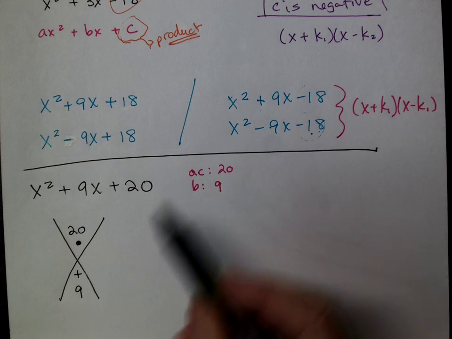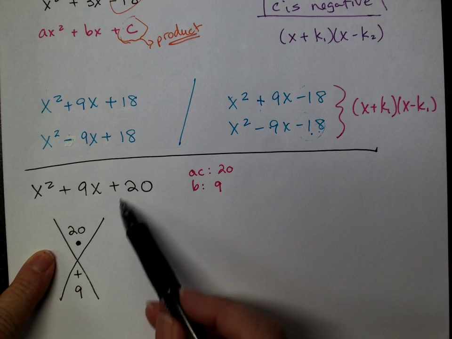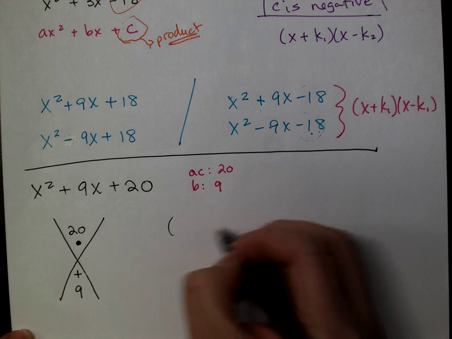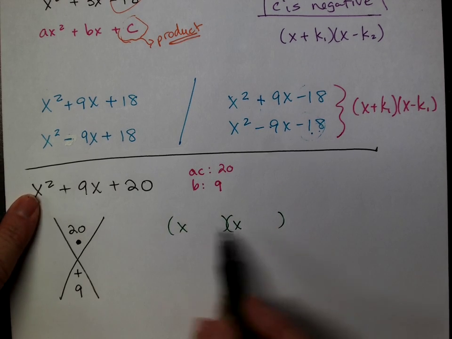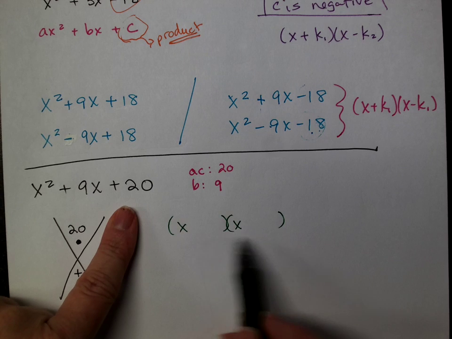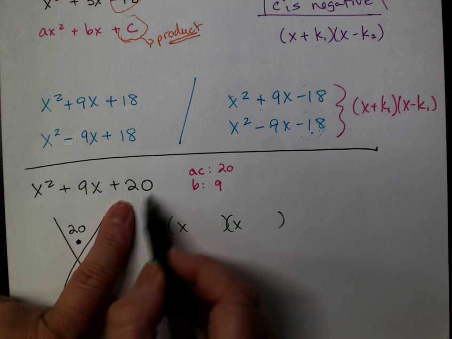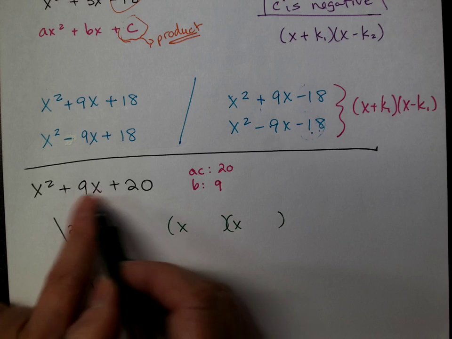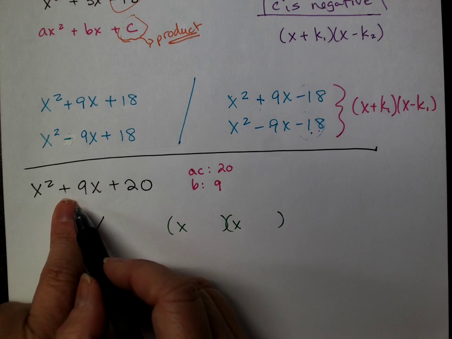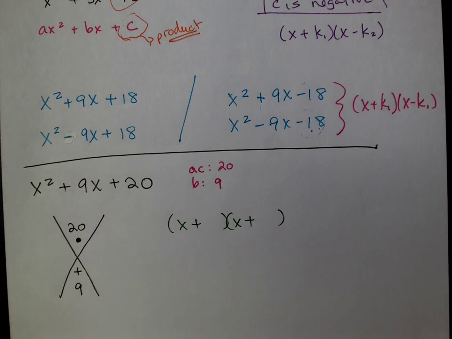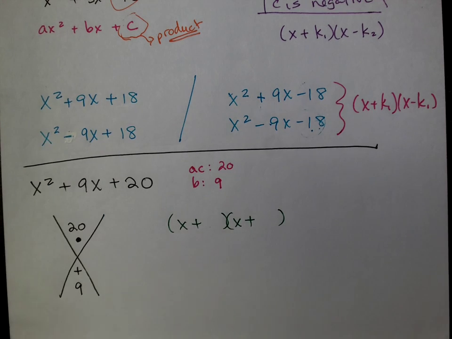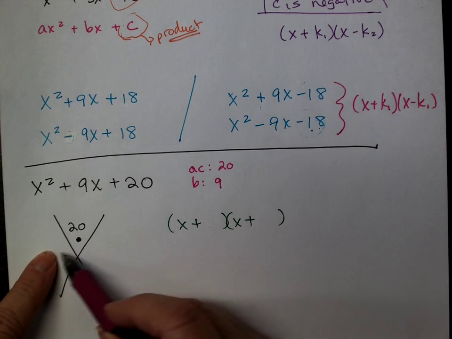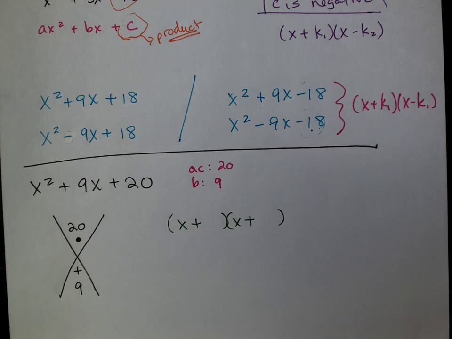And I am looking for this magic pair of numbers. What about my sign pattern? My answer I know is going to be 2 binomials, x and x, because x times x makes x squared, and am I going to have 2 pluses, 2 minuses, or a mix? 2 pluses. A positive C means same sign. The middle says 2 pluses instead of 2 minuses. Okay? So I can even set up the form of my final answer. And now I need to find the numbers that go there. I need a magic pair of numbers that multiplies to make 20, but adds to make 9.